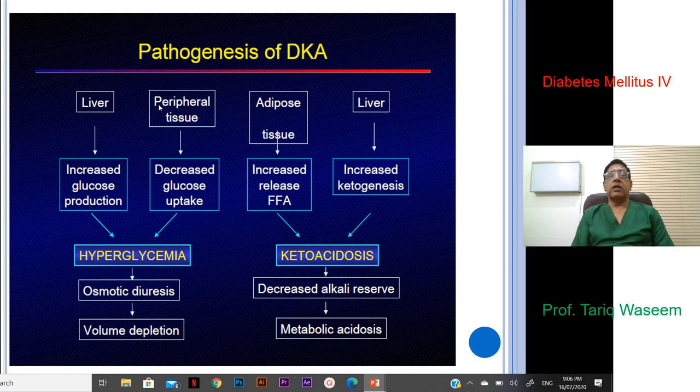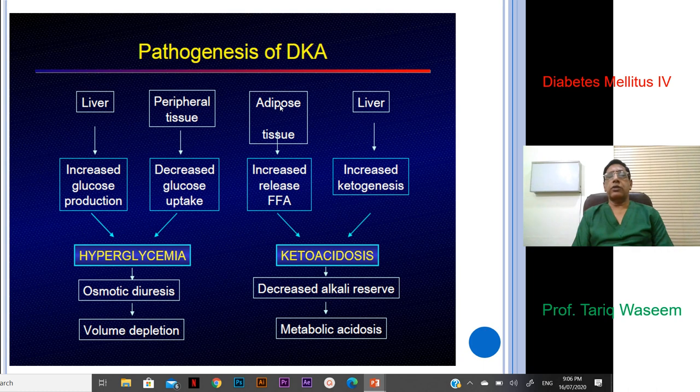Now when there is glucose there but not being utilized because of the lack or deficiency of insulin, which is required for glucose to move from extracellular to interstitial space, then the body has to shift its energy balance from glucose to fat. So what results in that? The adipose tissue starts breaking down.